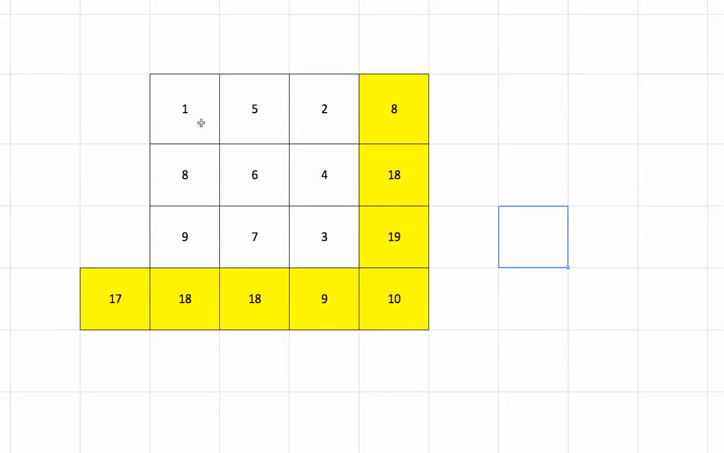So the task is to arrange the numbers so that each row, each column and both diagonals all total the same number. As you can see, I haven't done very well so far. I've only got 3 of the totals that are the same.